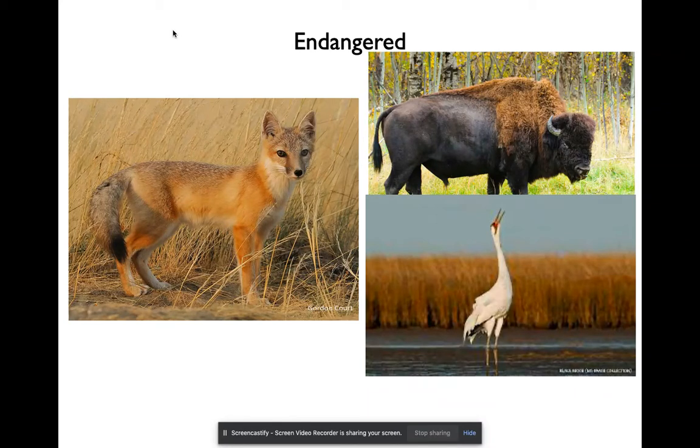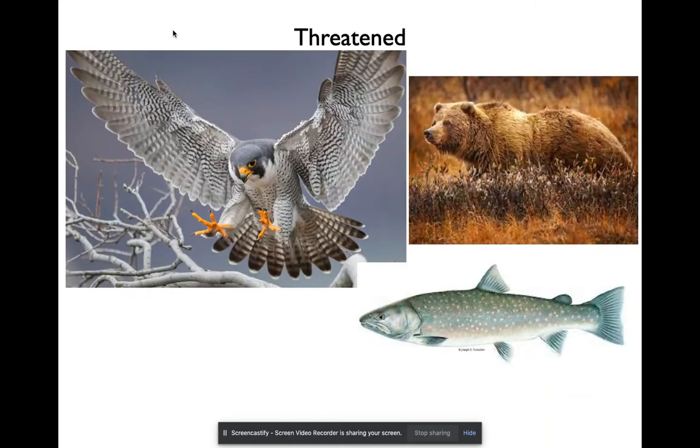Now, just before this, so we're getting less and less at risk, if you will, at least in Alberta, we have a designation for threatened species. So these species were endangered at one point, and efforts have been made now. Their populations have rebounded, and they are still protected, but they're not at as high a risk as the endangered species. So in the top left is the peregrine falcon, absolutely awesome bird.